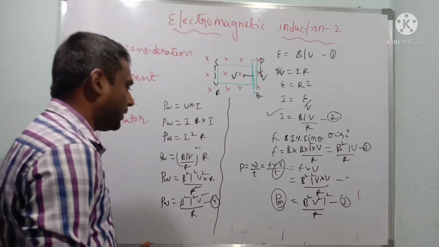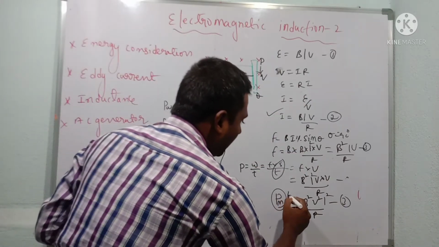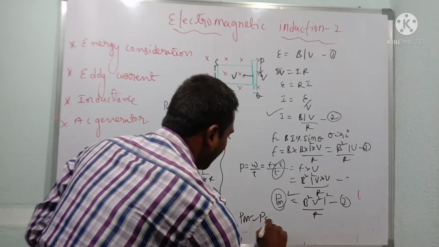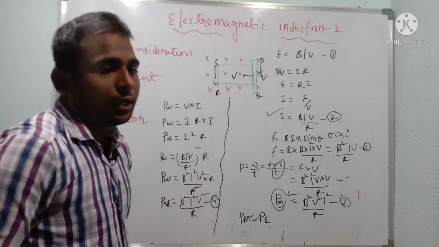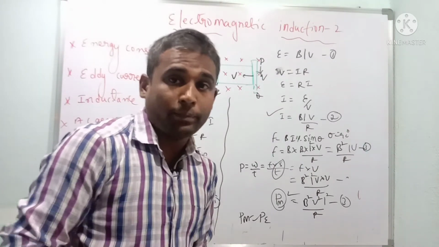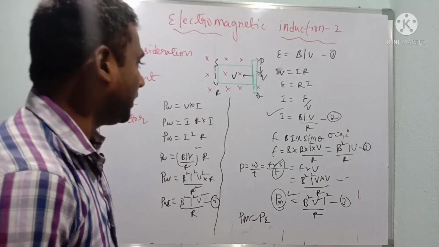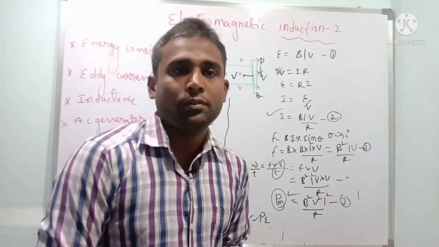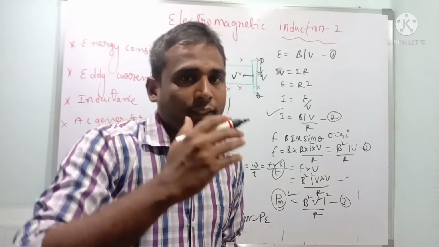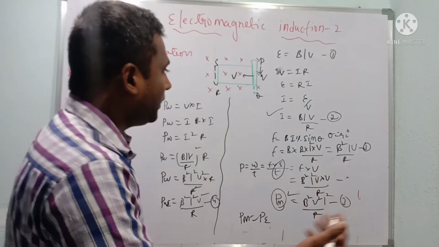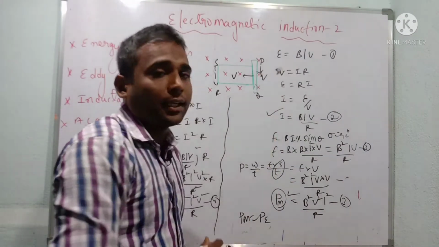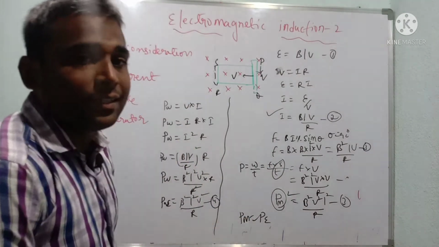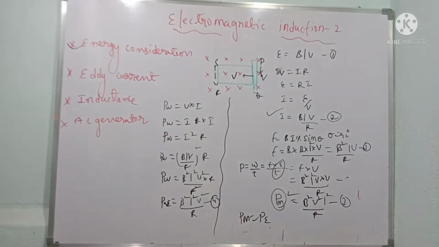So by using this we can tell that mechanical power is equal to electrical power. So the amount of work done is nothing but electrical power. By using this equation we can tell that energy is conserved, meaning it has converted mechanical energy of the conductor into electrical energy in the conductor. This is about the qualitative consideration of energy. Please note down, children.